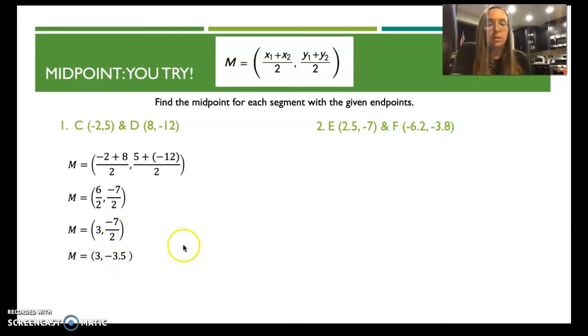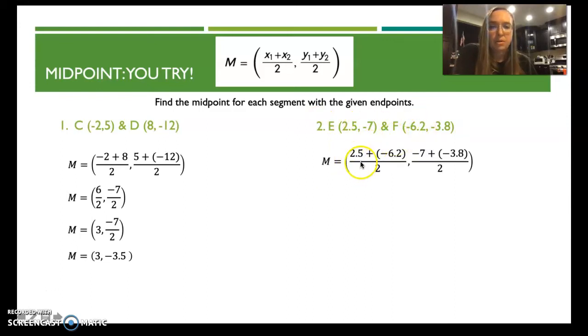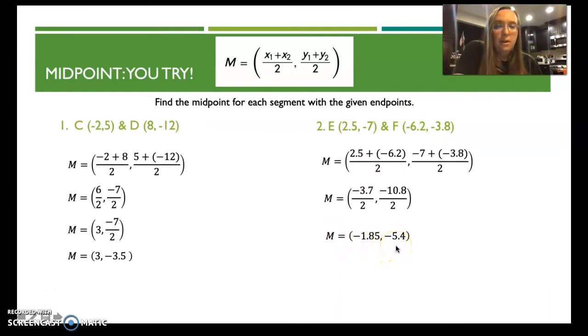Sometimes your book is going to want those decimals. So if you don't get the fraction right for some reason, try the decimal. Number 2 is kind of more of the challenge problem, so we'll just zip through that pretty fast. It has the decimals, and that's where you might want your calculator. So x1, y1, x2, y2 come through, and your answer is going to be (-1.85, -5.4). And there's the work right there.